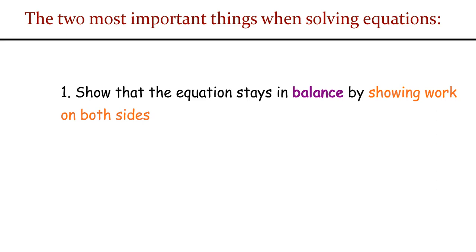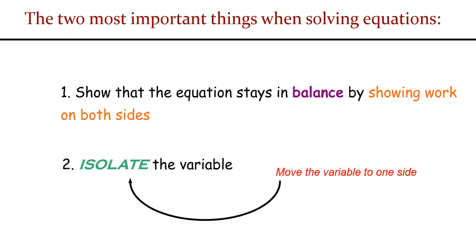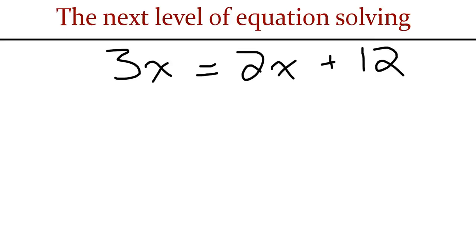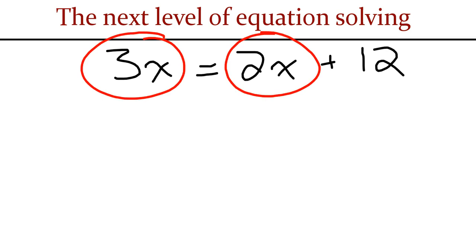But the other important thing that we keep in mind when solving an equation is our goal, which is to isolate the variable, which in this case means to compress the variable so that all terms that involve the variable are on one side of the equation. So if we look at something like 3x is equal to 2x plus 12, what we notice is that we have a 3x on the left-hand side and a 2x on the right-hand side.